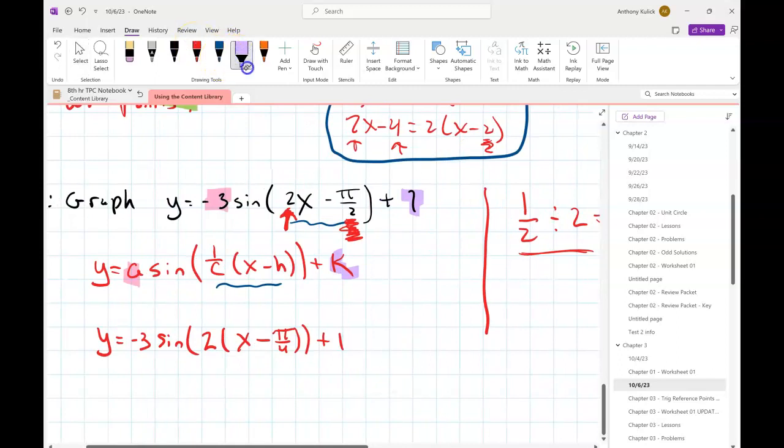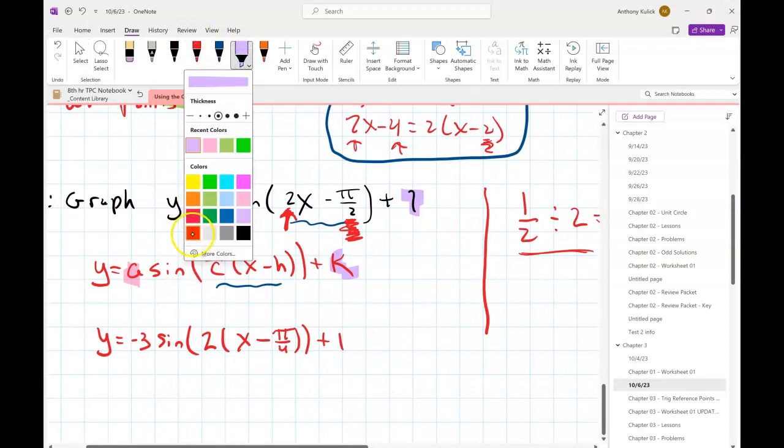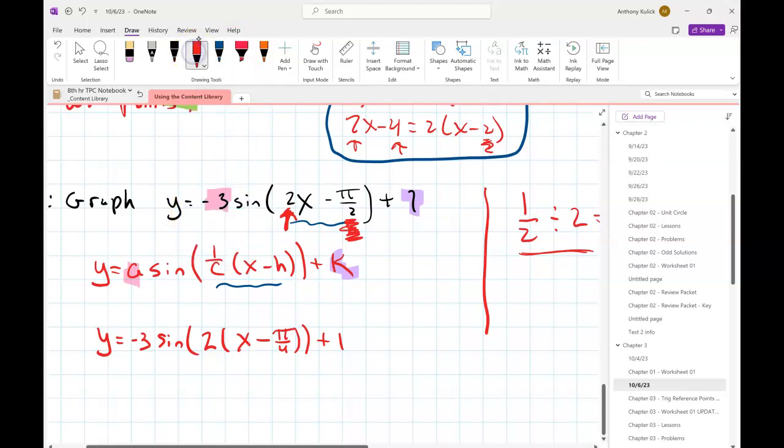So now that we've done that, how do I write 2 as 1 over c? Thank you. Somebody was paying attention earlier.